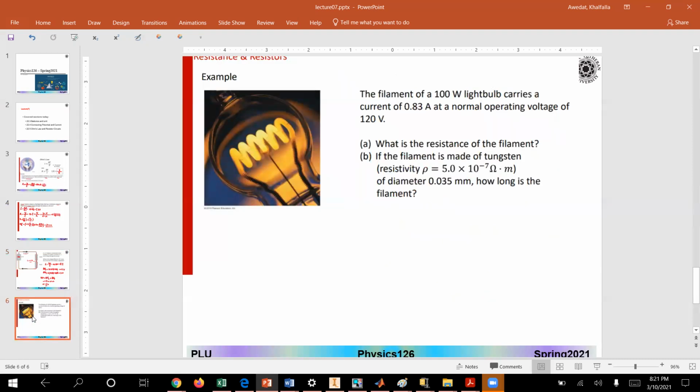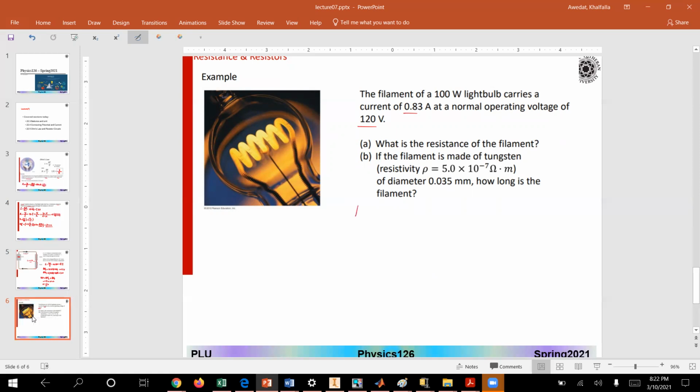Last example here, just quite different. We're given the filament power of 100 watts for a light bulb, and we're given the current is 0.83 amps, and given the regular voltage supply, which is 120. The first one is part A, asking how much the resistance is.